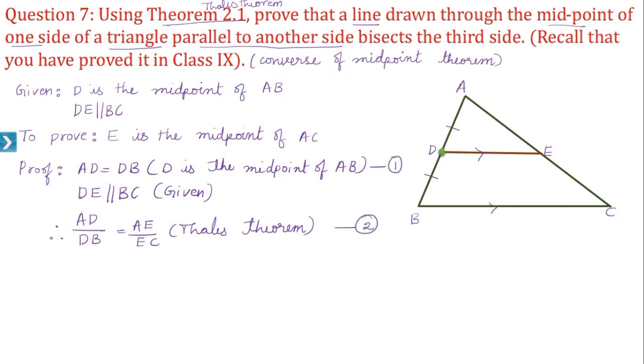Now take AD is equal to DB as first equation and AD by DB is equal to AE by EC as second equation. Now substitute AD is equal to DB in the second equation. We can write DB in the place of AD because AD is equal to DB. Substitute 1 in equation 2. So AD is equal to DB. In the place of AD you can write DB.